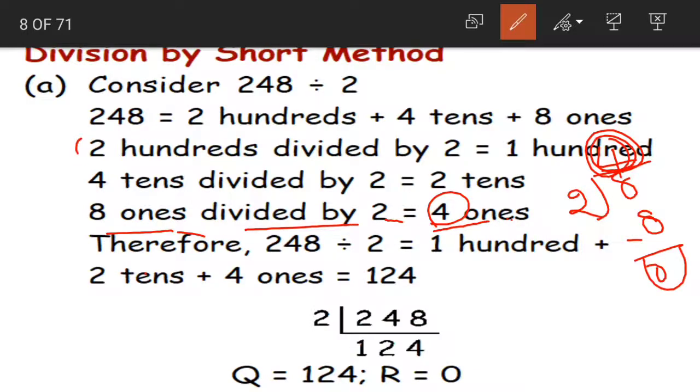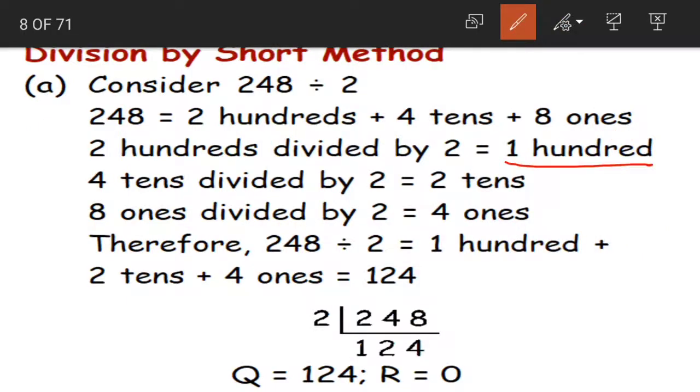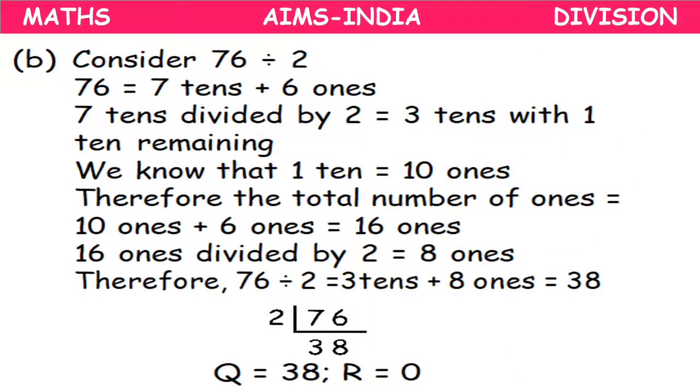Therefore, now what was this? This was individual digits 2, 4 and 8. Now therefore the final answer becomes what? 248 divided by 2 is equal to 100 plus 2 tens plus 4 ones. That is nothing but 124. Clear, children?